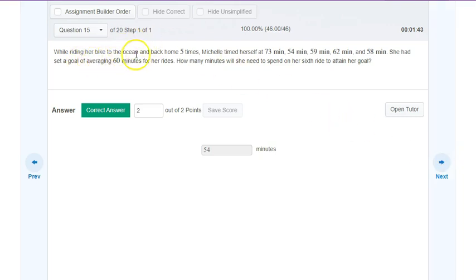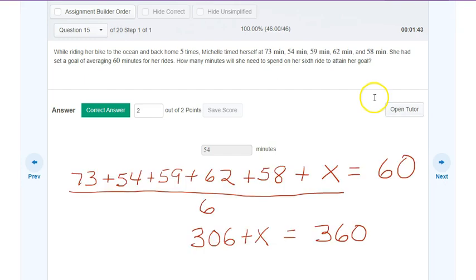Now, here we have an average problem where we're trying to find out what would be the average time she would have to do to have an overall goal of 60. So let me set this up for you. What I've done, I've listed the minutes of the 5 rides she had already, and then I'm using X to indicate the amount of that 6th ride that we don't know.